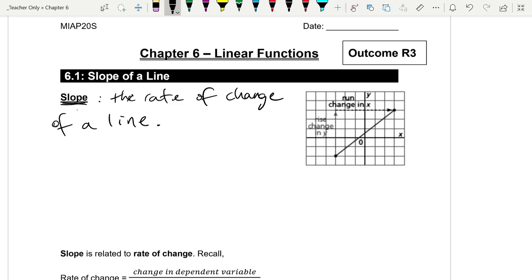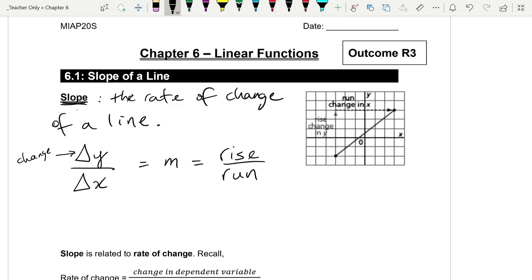So we like to symbolically represent this as delta y, where delta is a Greek letter that usually we associate with change. So it's the change in y divided by the change in x. We also symbolize it with a lowercase letter m, and sometimes we refer to it, and this is the way your grade 9 teacher would have mentioned it, as the rise divided by the run of a line.